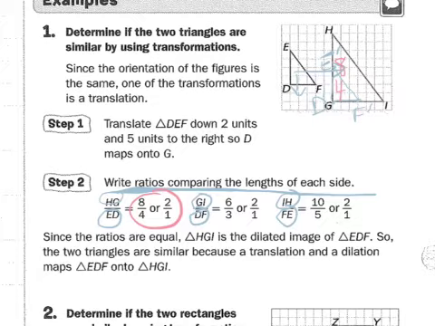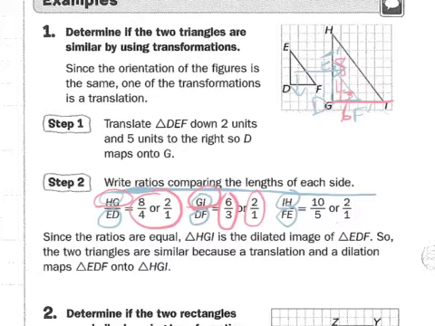Then I do the same thing with the other sides. Now since I started with a side on the bigger triangle first, I've got to do the same thing this second time. So I've got to start with the side that's on the bigger triangle. So GI, if I count how many blocks that is, that's 6 blocks. And then DF is 3 blocks. So 6 over 3 also reduces to 2 over 1.